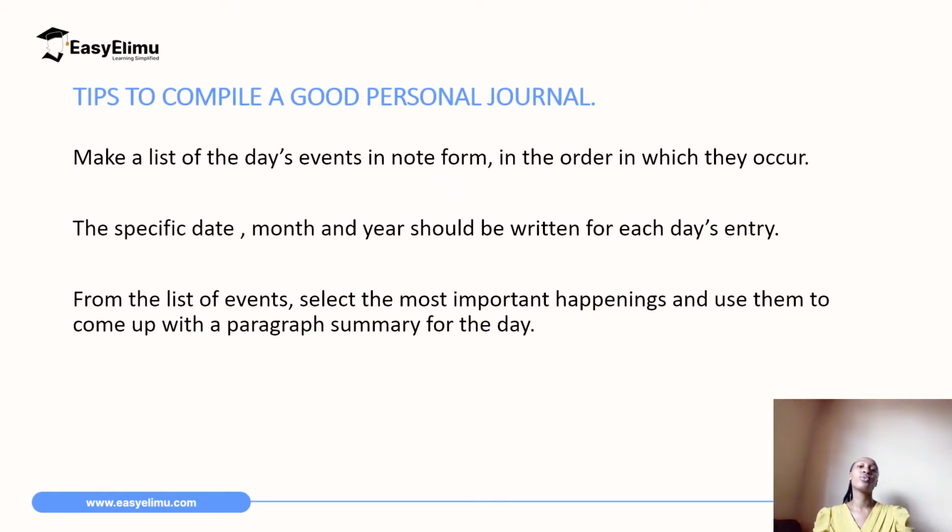So when you want to write a journal, these are some tips that you can follow for your entry to be as good as possible. The first one is, before you start writing, make a list of the day's events in note form in the order in which they occur.